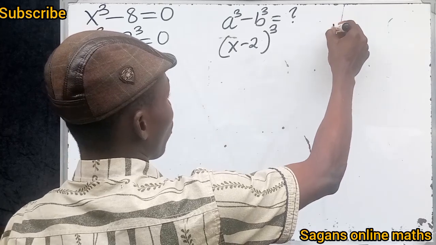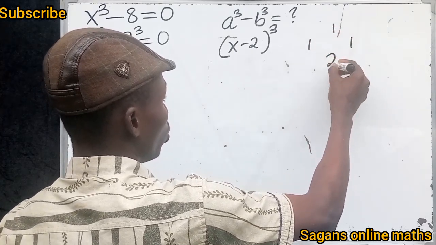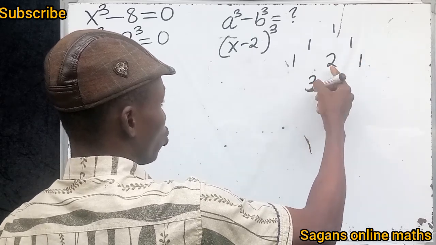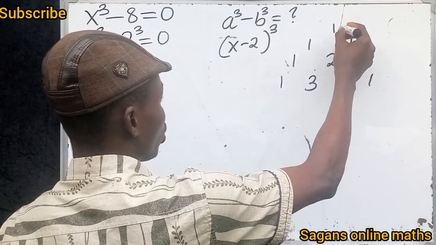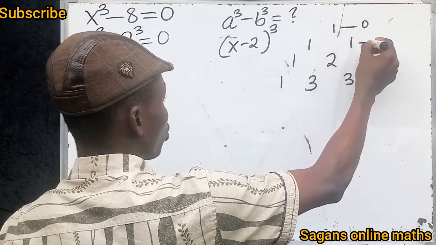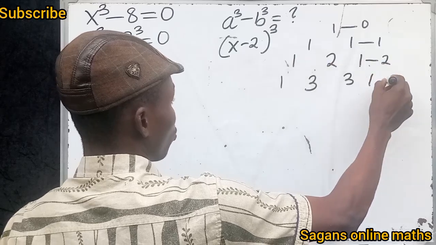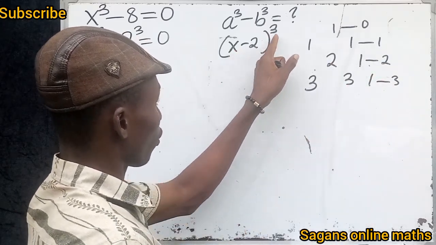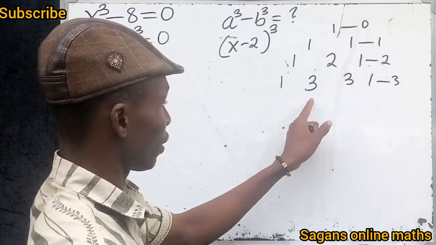So this is my 1. 1 plus 1 will give us 2, 1 plus 2 will give us 3, 2 plus 1 will give us 3, 1. Remember that anything raised to the power of 0 is 1, anything raised to the power of 1 will give us this, anything raised to the power of 2 will give us this, and anything raised to the power of 3 will give us this. So since we have x minus 2 raised to the power of 3, I want to use this coefficient you are seeing here.